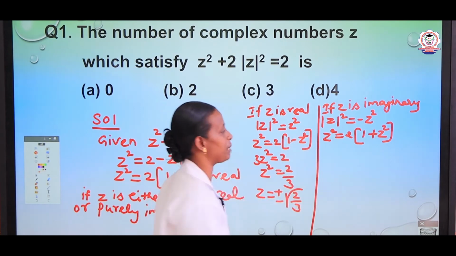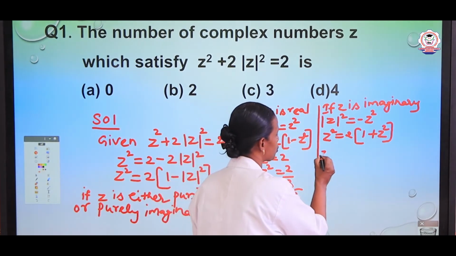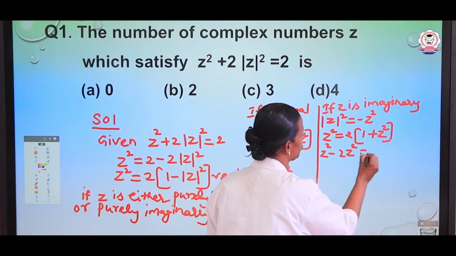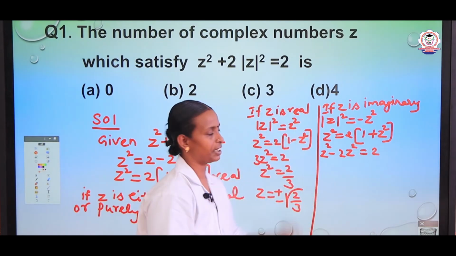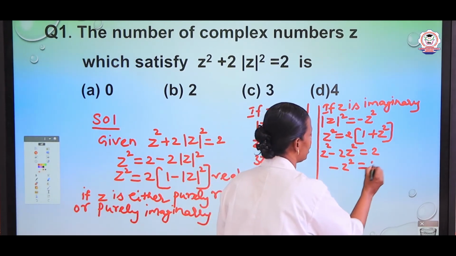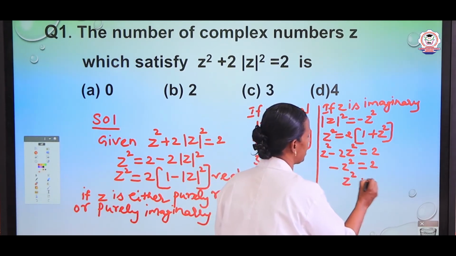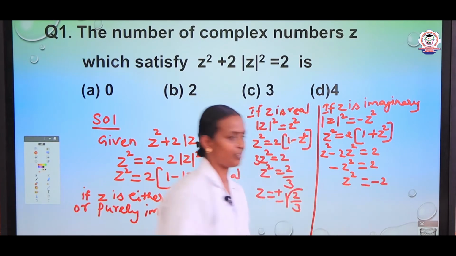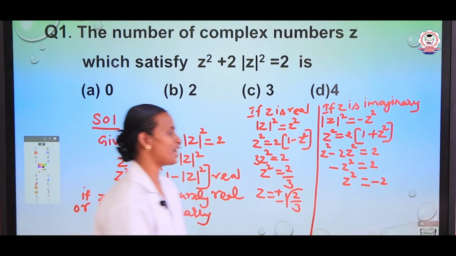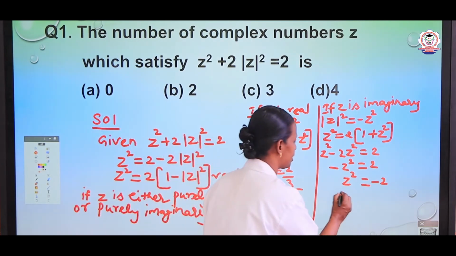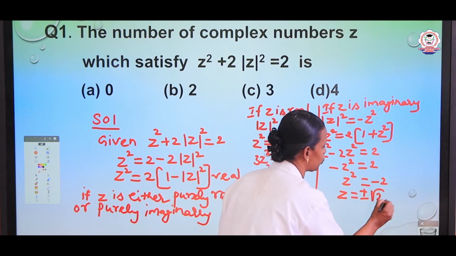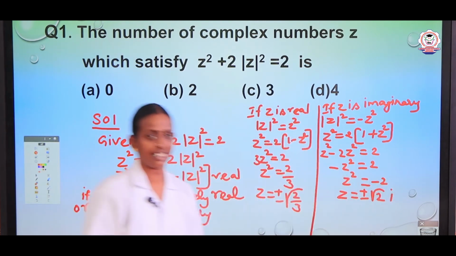This will come here, meaning minus 2Z square. So Z square minus 2Z square equal to 2, which is nothing but minus Z square equal to 2. So Z square is minus 2. Suppose the square value is negative, then root of minus 1 is i, you know very well. That is Z equal to plus or minus root 2 i.